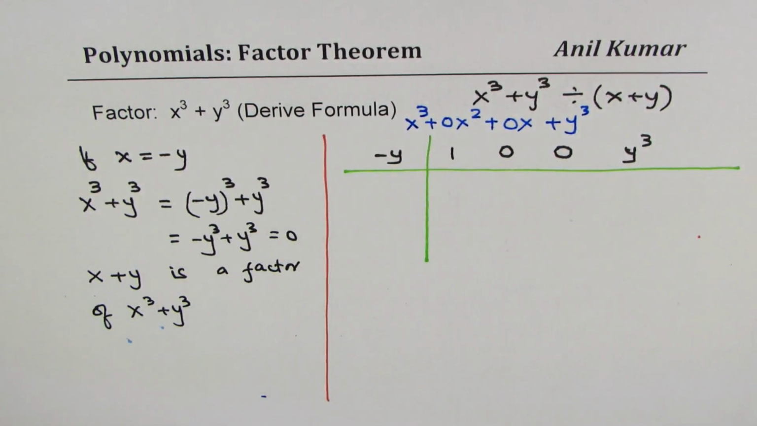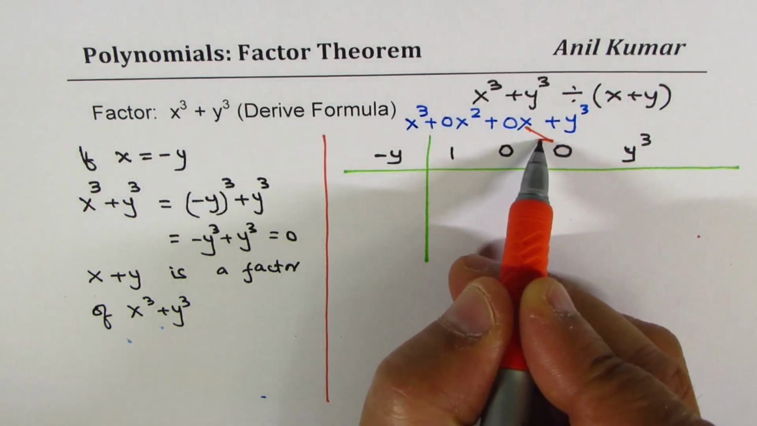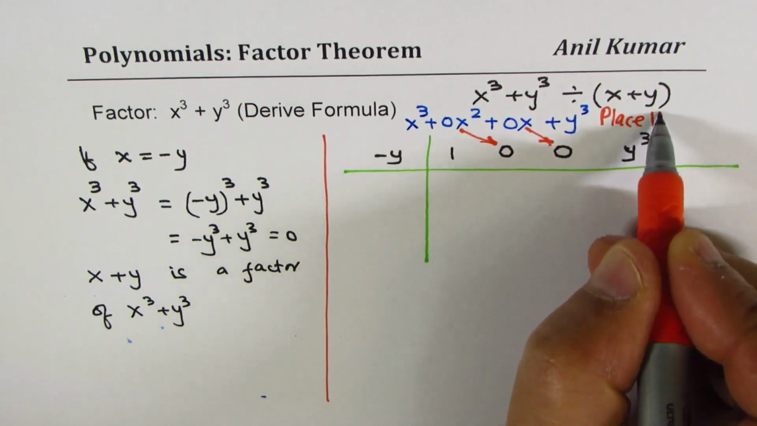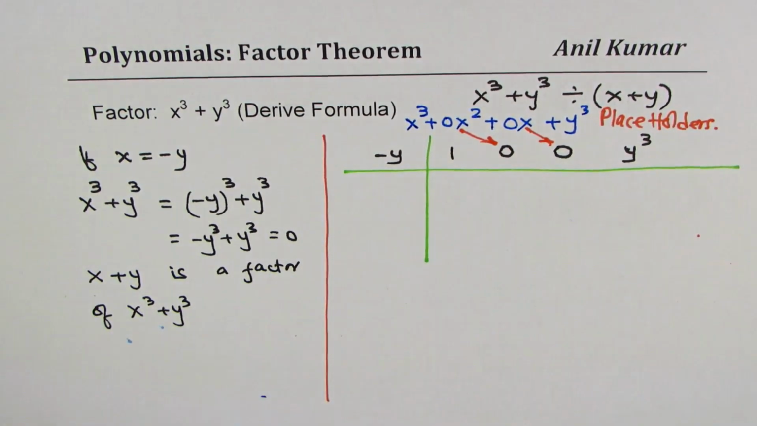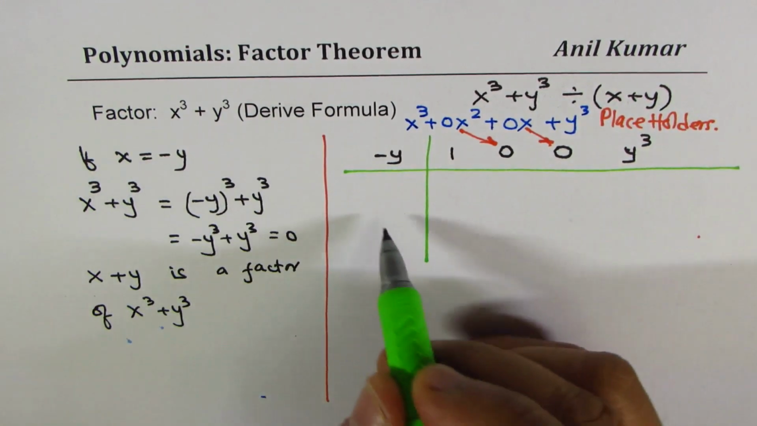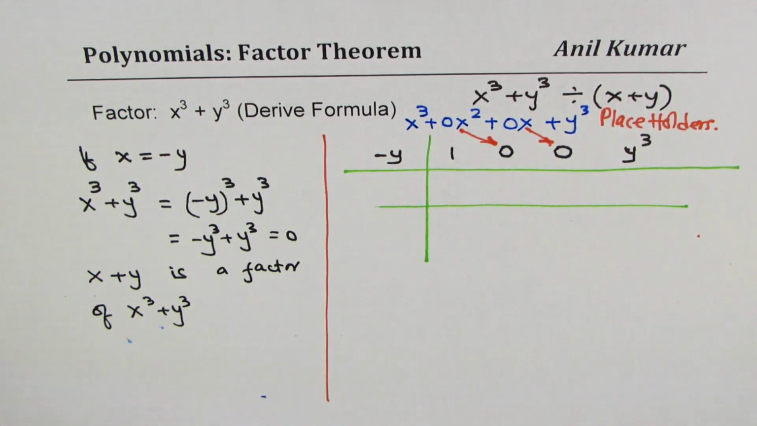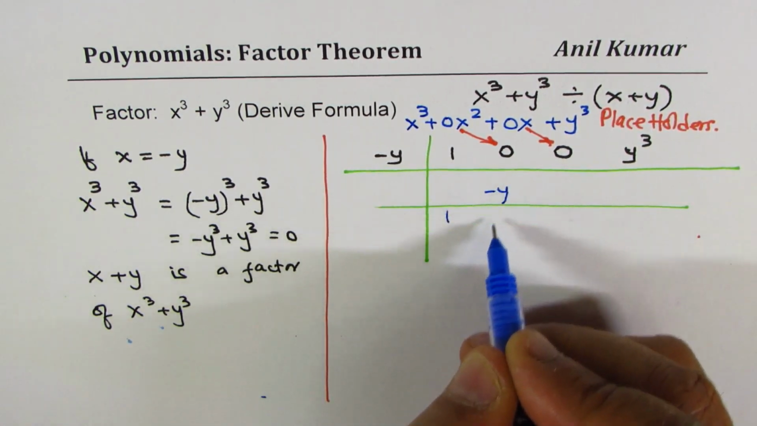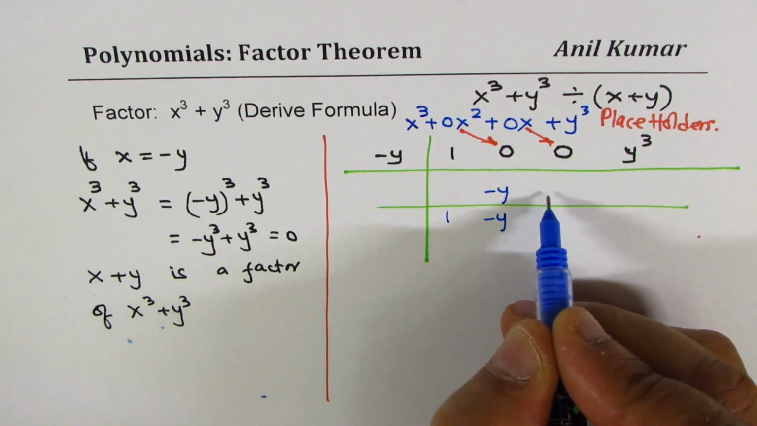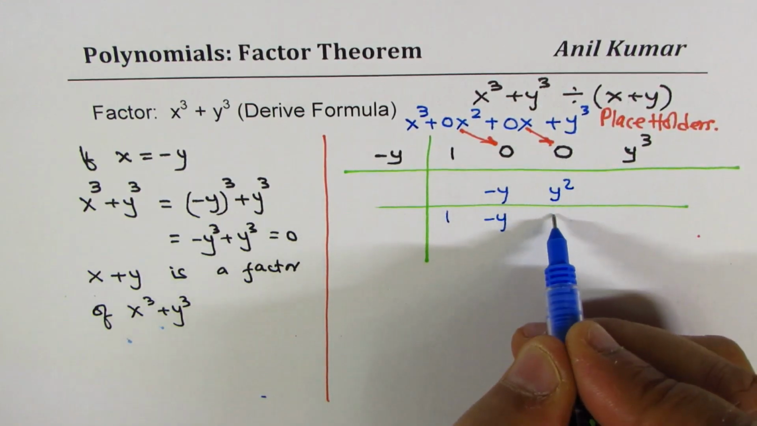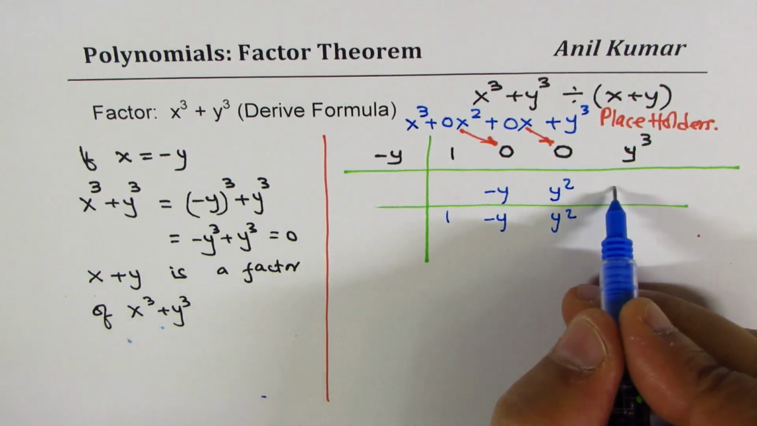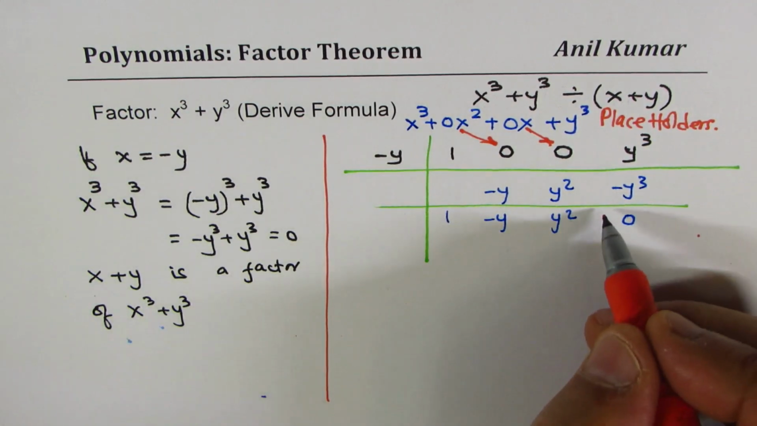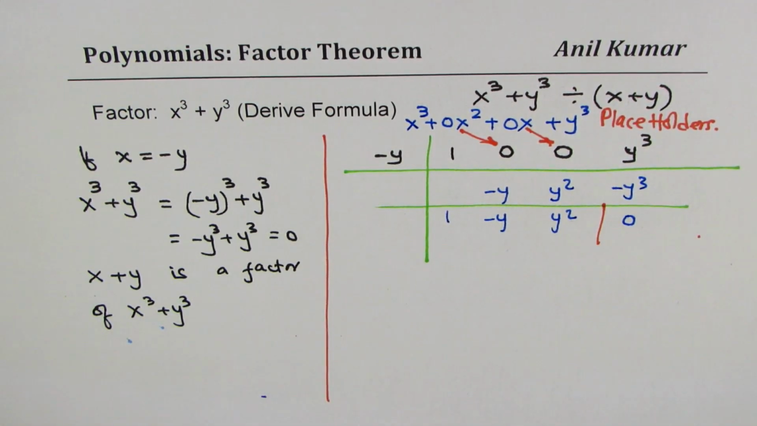Now I hope it makes sense, right? So these zeros correspond to the placeholders, right? So these we term as placeholders. Okay, so now let's continue with the synthetic division part. Bring down 1, multiply by minus y, add, so you get minus y, multiply, so you get plus y square, add, you get y square, multiply, you get minus y cube, add, you get 0. Perfect. So that's the remainder, which is 0.